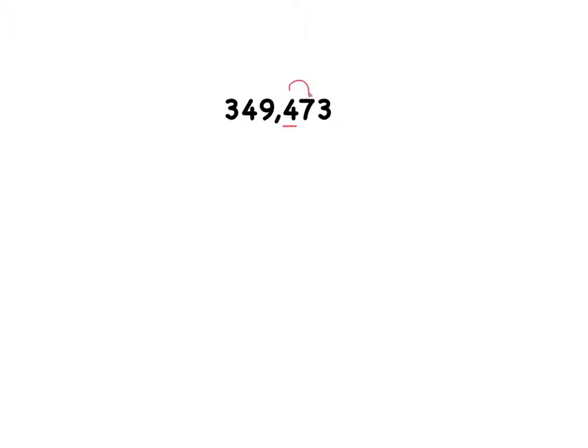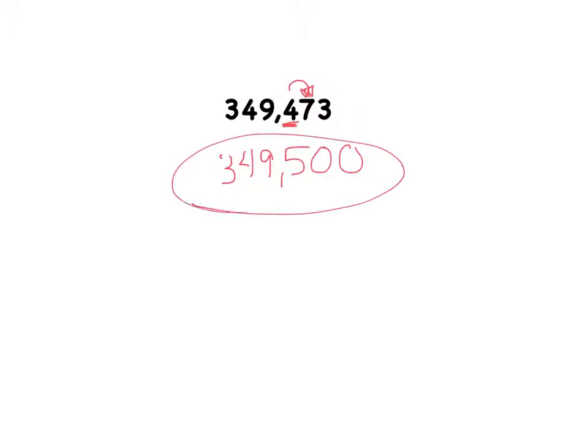I'm looking to the right-hand side. It's a 5 or higher. It's a 7, so I'm rounding this number up. So the number in the hundreds place gets bumped up to the next highest number. So it's going to go 349,000. This becomes a 5, and everything after that becomes a 0. So this number, rounded to the nearest hundreds, is 349,500.